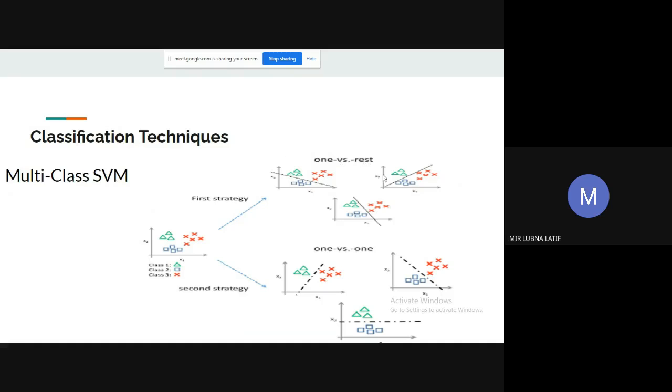For the second strategy, I can use one versus one. A pair of datasets will go for the iteration, and each iteration will find or classify one class from the pair, and after that the whole data will go through that iteration by pairs of the dataset.